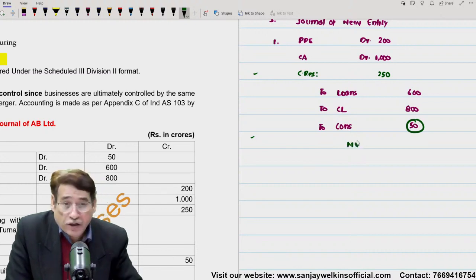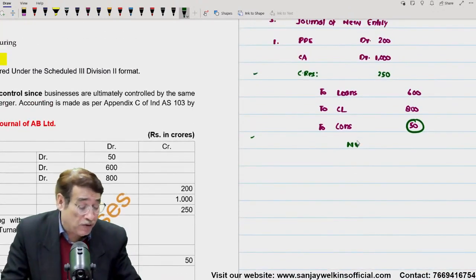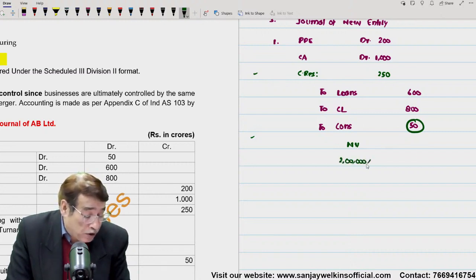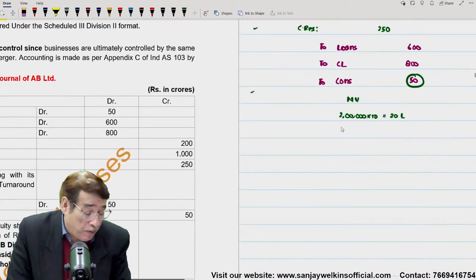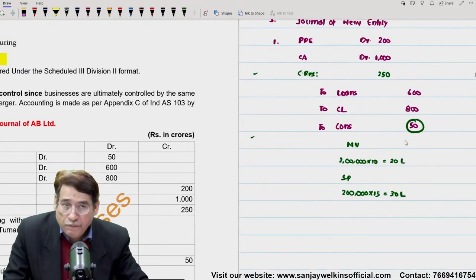Don't write at this moment, correct? Because I have to explain. This is a very confusing point, so you have to understand it better. Suppose I compute the nominal value. Because the purchasing company is issuing 2 lakh shares of rupees 10 each, the nominal value will be equal to 20 lakhs. And security premium will be 2 lakh into 15, as they are issuing shares at a premium of 15 per share. That is equal to 30 lakhs. So total 50 lakhs. Is it clear to you?